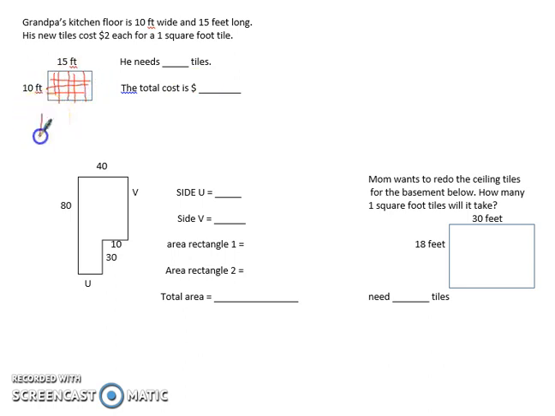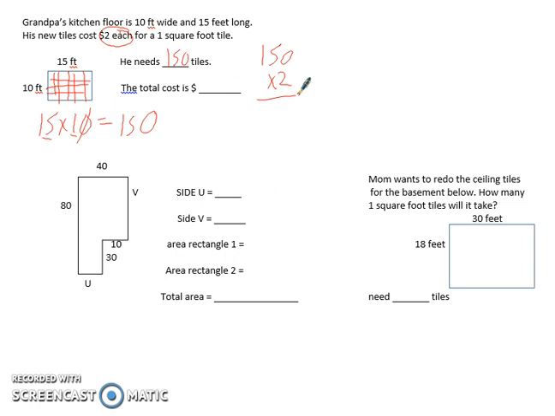Area equals width times length. I got 15 times 10. I can append a 0, and I've got 1 times 15 left. That's 15, so 150 tiles Grandpa needs. Now, it would be great if they were $1 each, but right here it says they cost $2 a piece. So I'm going to take 150 times 2.